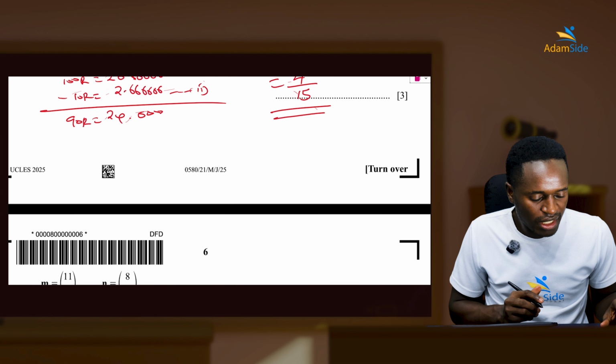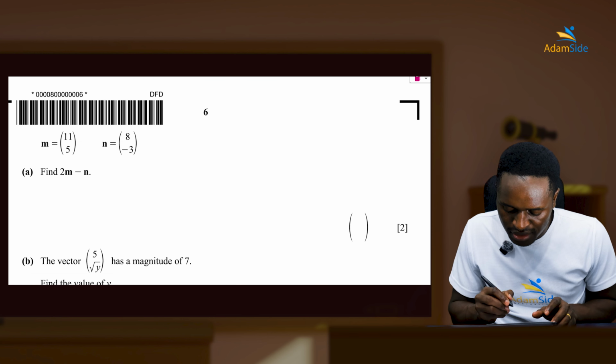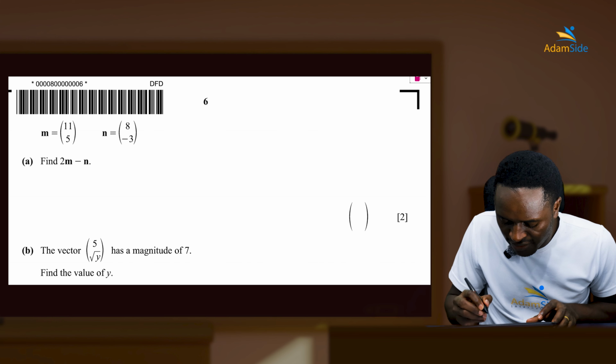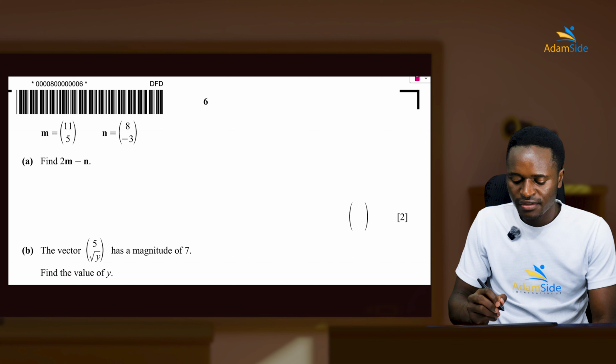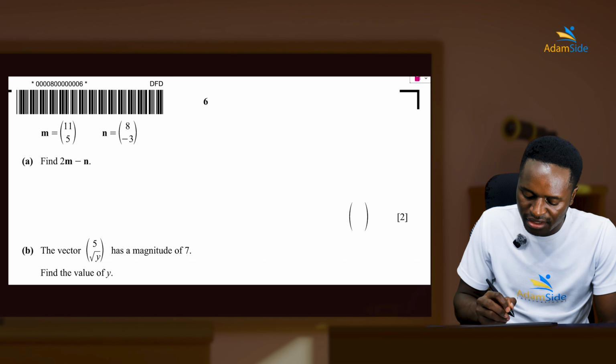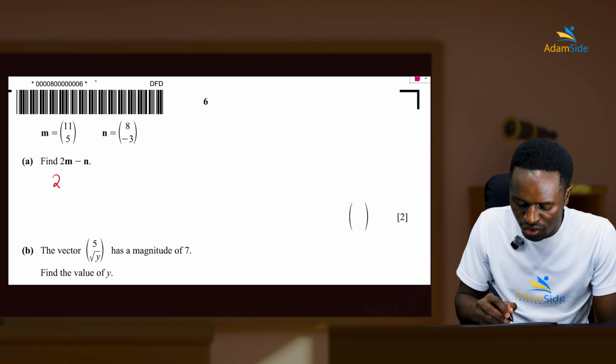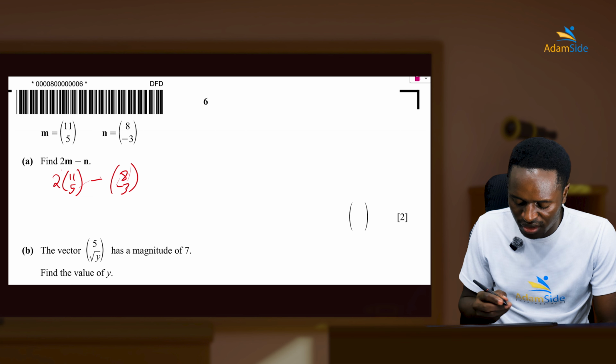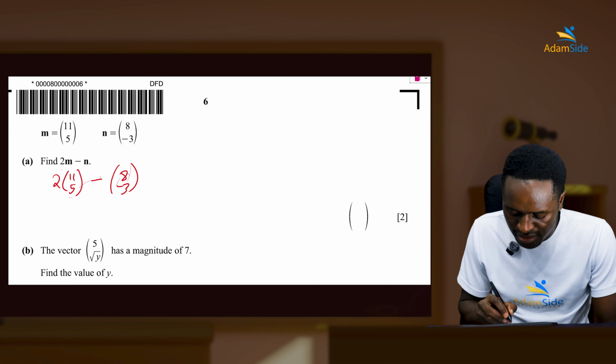Correct. Question number 8. Find 2m minus n. So you have vector m as (11, 5) and n as (8, -3). So 2 times (11, 5) minus (8, -3). You input the scalar into the vector, you multiply.